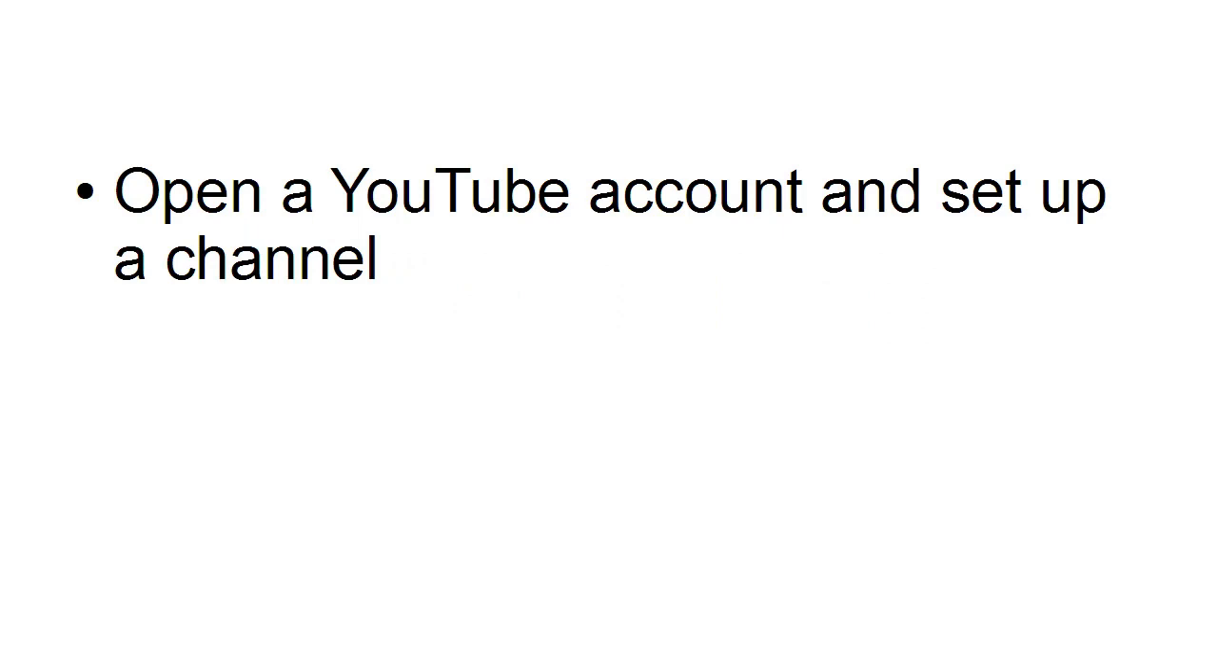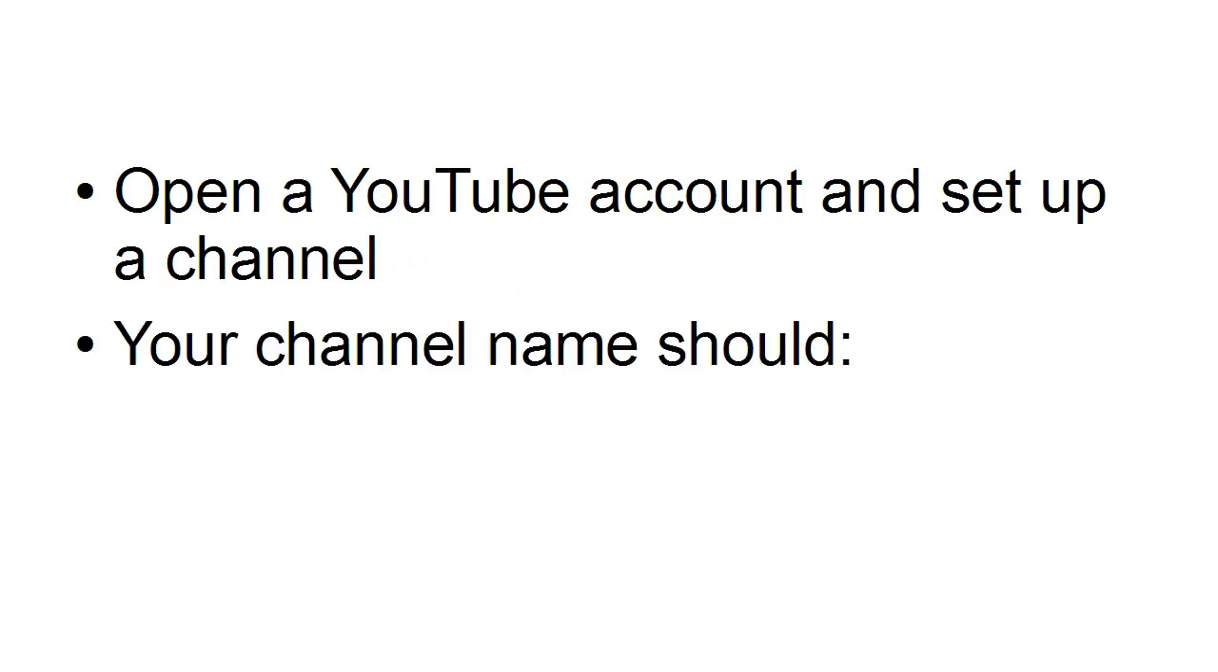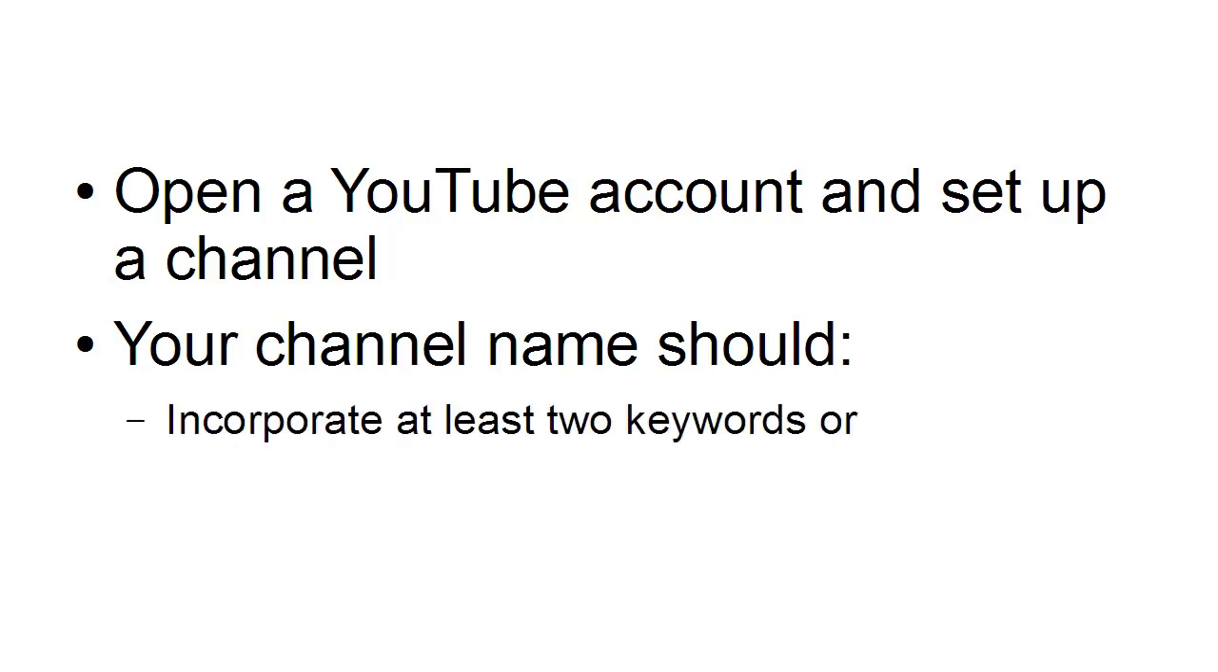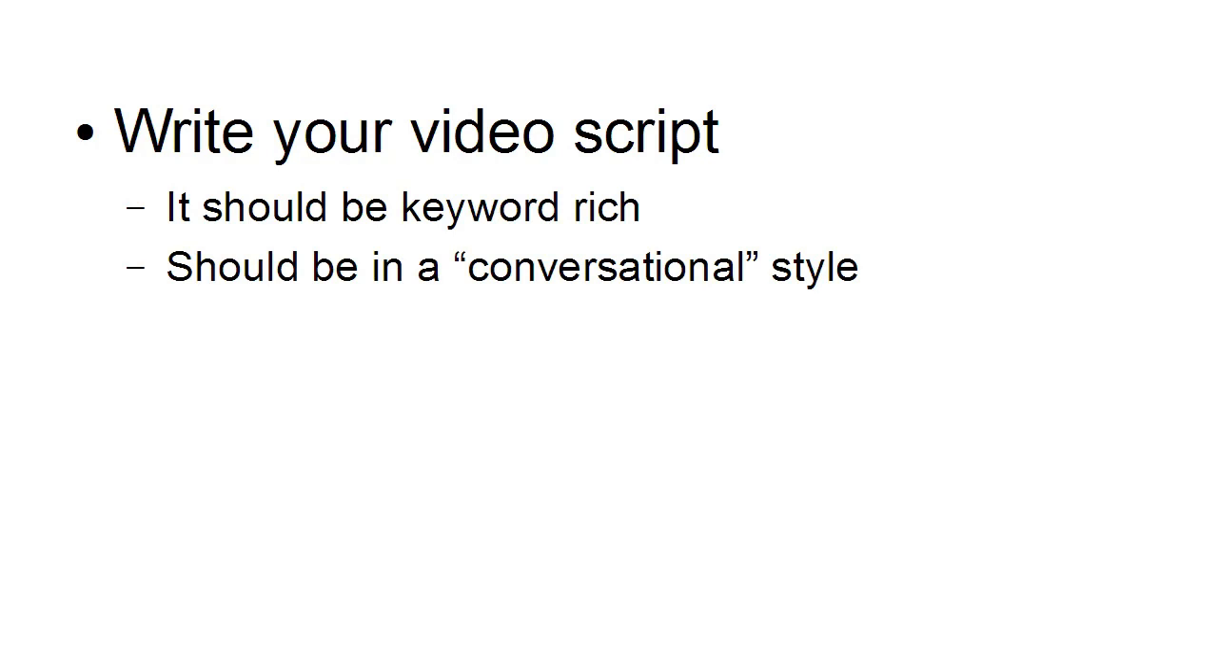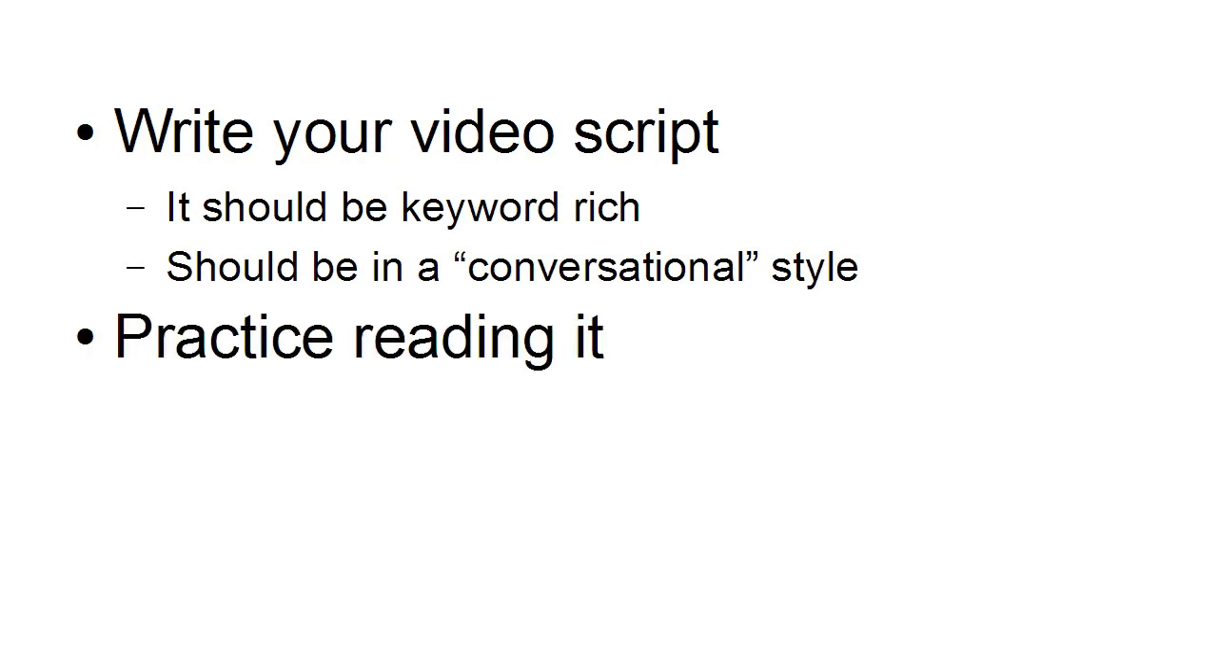First thing you want to do is open a YouTube account and set up a channel. Your channel name should, of course, incorporate at least 2 keywords or be your business name. That way it can be referenced back to who you are or what you do. Then you want to write a video script, and it's very important that you actually write this out. I'll explain why in a moment. But it should be keyword rich, and it should be in a conversational style. And you should practice reading it.